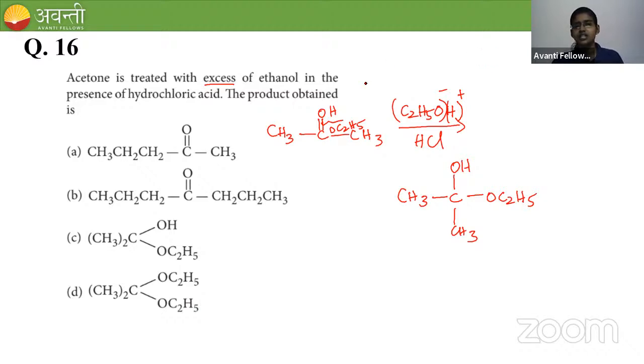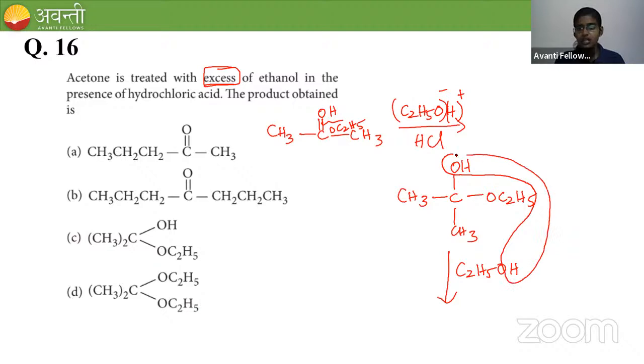This is the product that you are getting from the 1 mole of ethanol. You are getting option C. Yes, option C is the partially correct answer, but it is not the correct answer. So you have to treat this with excess of ethanol, right? You have to treat this with 1 more mole of ethanol, C2H5OH. Here the OH from this compound and H from this ethanol leave as H2O, and this OC2H5 goes and attacks this carbonyl carbon.